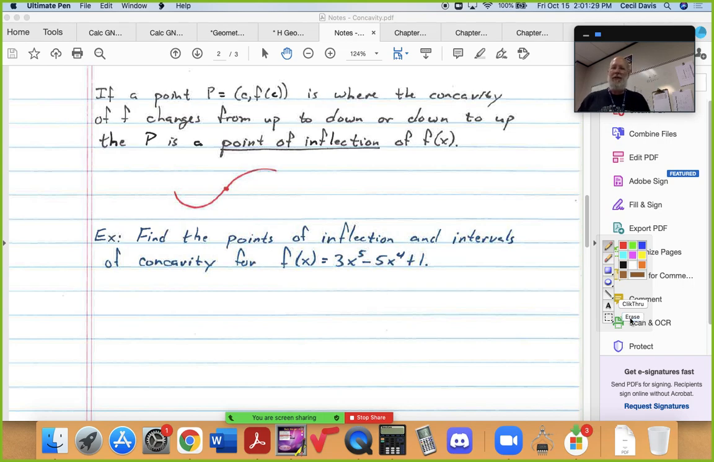So if a point P, where it's C, f of C, is where the concavity of f changes from up to down or down to up, it's called a point of inflection. Points of inflection on a graph are really hard to see exactly where they happen. Two things that you can kind of look for though.